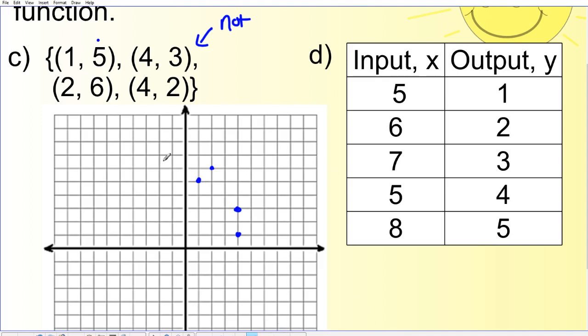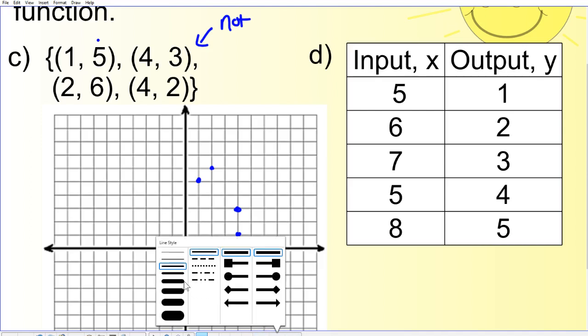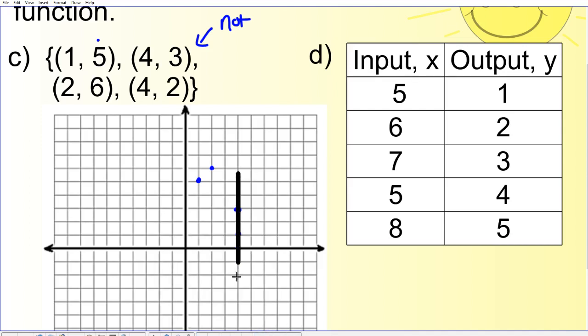Do you see why, according to the graph, it would not be a function? And hopefully you're saying because it would fail the vertical line test. Yeah, it would. Right here. Let me make it a little transparent so you can actually see the dots again. So right there, it fails the vertical line test because these two points, (4, 3) and (4, 2), are vertical of each other. It fails the vertical line test right there. Okay? That's another reason why this is not a function.